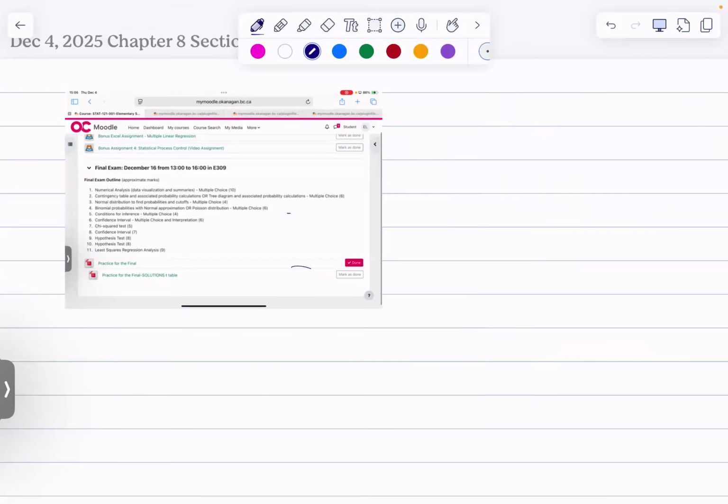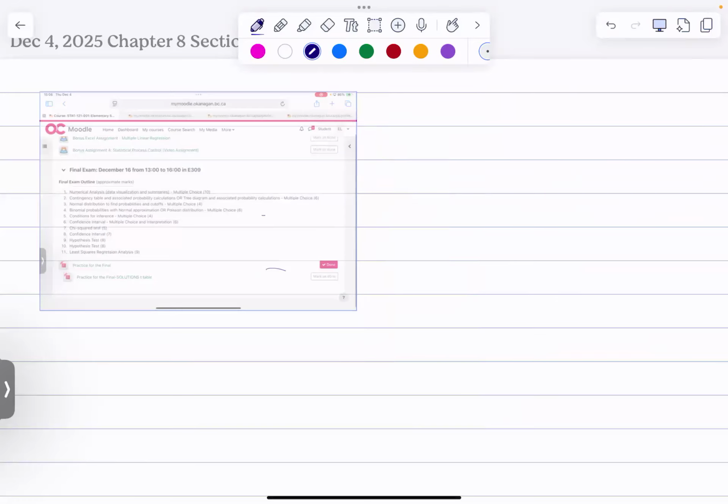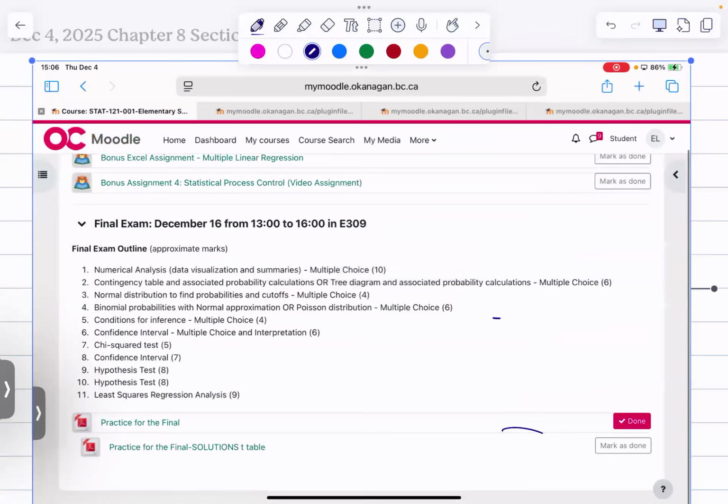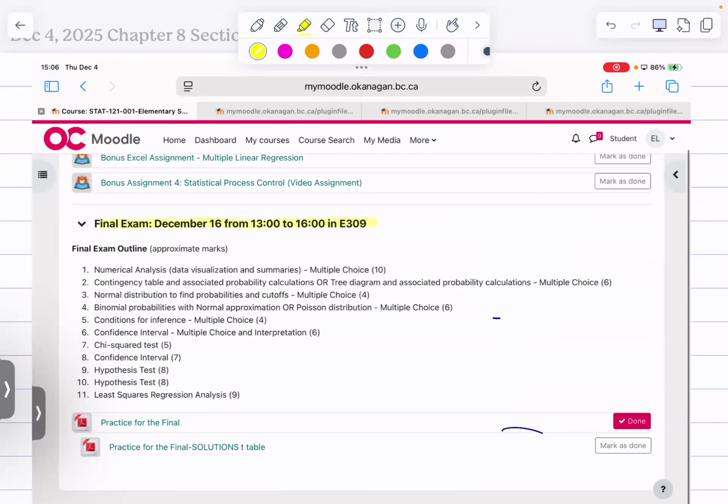Okay. Let's see. I was going to write it out, but it is on here, so I'll just highlight it. Our final exam is on December 16th from 1 to 4. Last time I checked, we're in E309. Sometimes they do change the room numbers, and I'll check closer to the date. If there is a change, I'll send out an announcement, but it should be pretty stable.